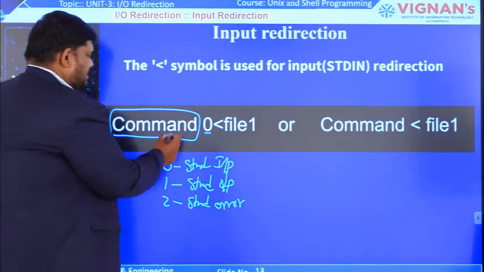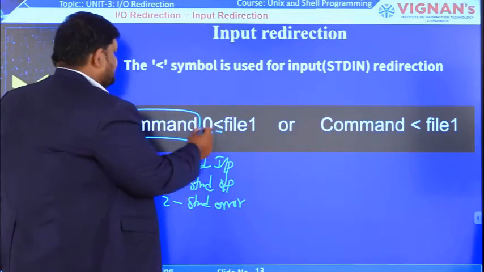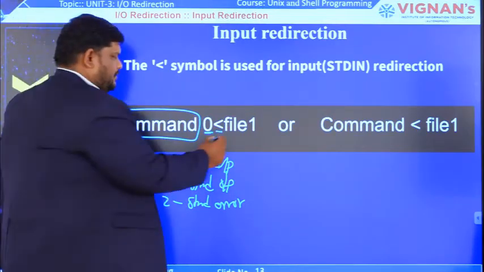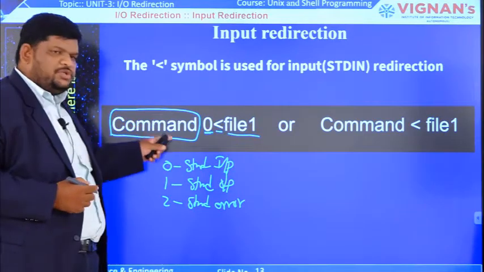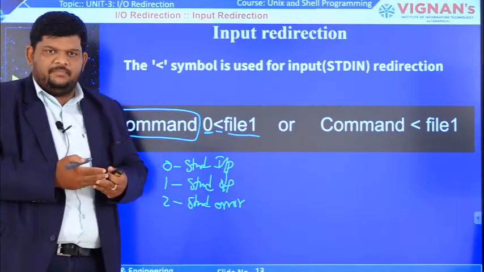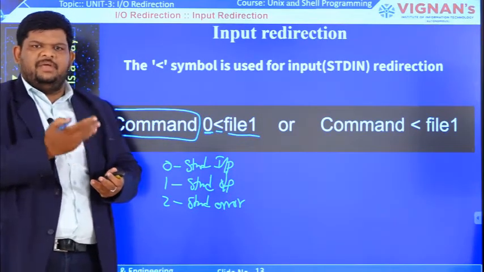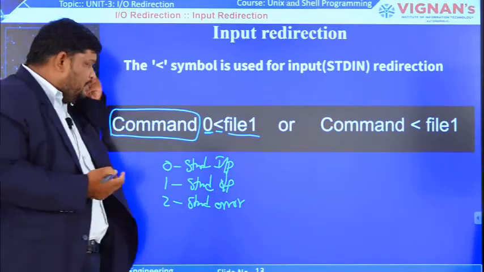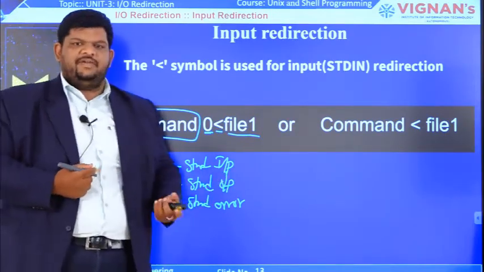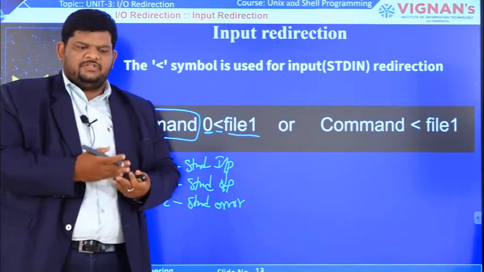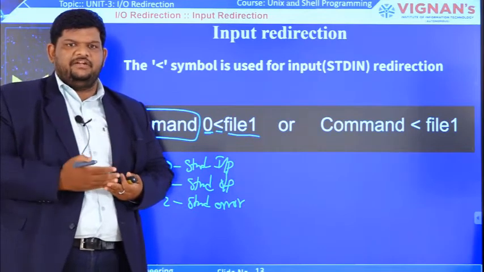So the syntax is: command, file descriptor value 0, the less than symbol, and file 1. This means that for execution of a command we have to provide input, then only the command will perform, and it will generate output or it may generate an error. How are we going to provide input? Through the standard input device, that is normally the keyboard. So from the keyboard we provide input to the command.